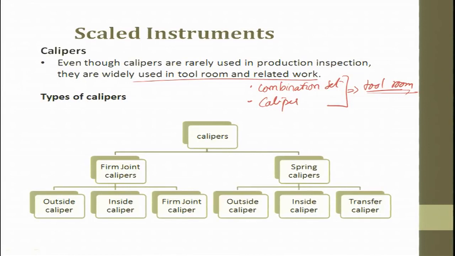So, here they use this caliper very much. A caliper can be of two types, one is firm joint and another one is spring based. You can see even compasses or dividers are firm joints and spring joints. Again, in firm joint it can be an outside caliper or an inside caliper. This is for OD, this is for ID. In the same way with spring also you can have them for OD and ID, and you also have the firm joint caliper and the transfer caliper. These things are just to transfer the values, where you will also have a scale to take care of this measurement.